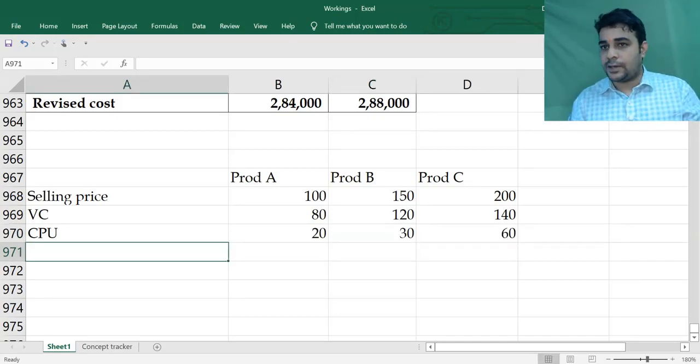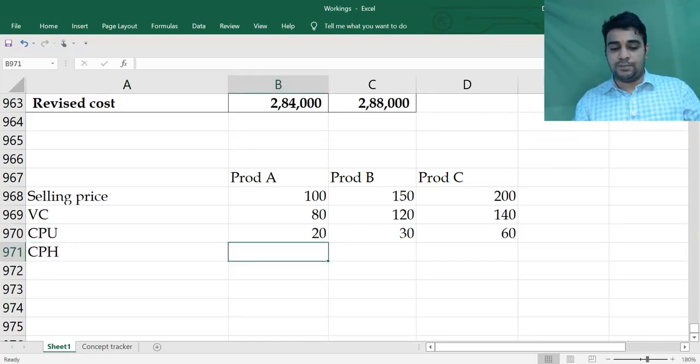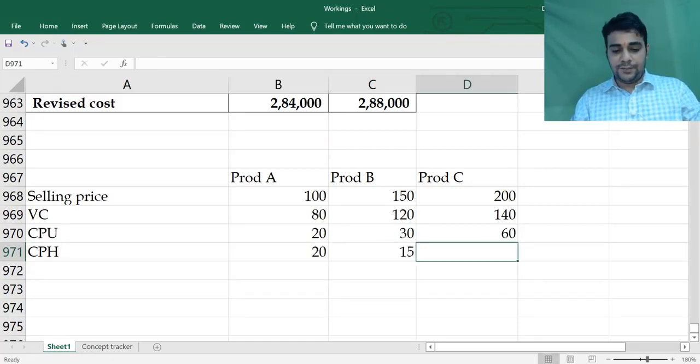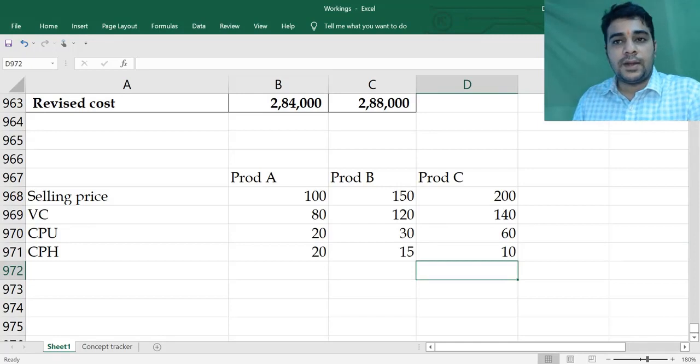There is a limiting factor problem. Labor is a limiting factor. I calculate contribution per hour, which is 20, 15, 10. My rank 1 product is product A, rank 2 product is product B, and rank 3 product is product C. I did a statement of allocation, everything done. Now when I did a statement of allocation, I understood I will meet the entire demand of A, B partial demand, C zero demand.